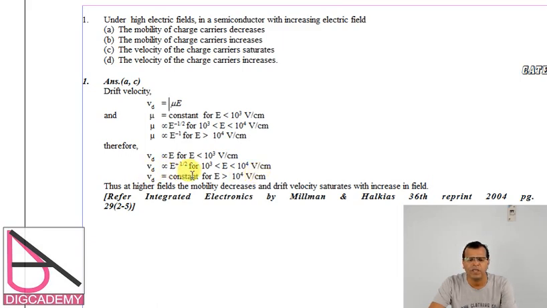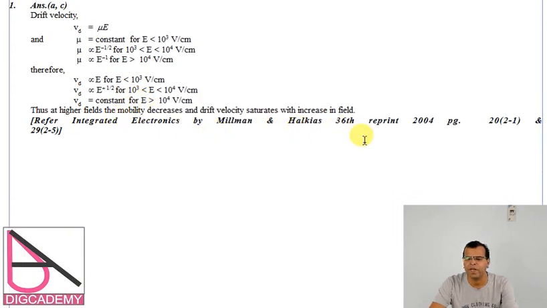So the answers are A and C, that is, the mobility of the charge carriers decreases with increase in field. You can see from these relations. And the velocity of charge carriers saturates. For high electric field we are considering E greater than 10 to the power 4 volt per centimeter. So mobility is inversely related, but the velocity is becoming constant. That is why I have given options A and C. And the reference for this is Millman Halkias. This is the reference for the question.